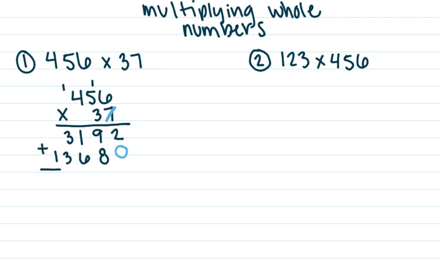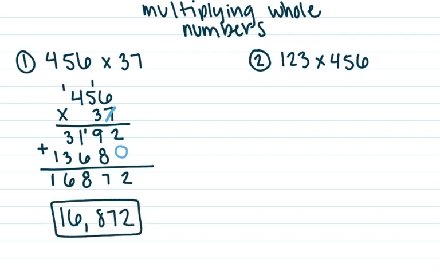Our next step is to add all of those numbers together. So 2 plus 0 is 2, 9 plus 8 is 17, 1 plus 1 is 2, plus 6 is 8, 3 plus 3 is 6, and then 1 is not being added to anything. So my final answer is going to be 16,872.